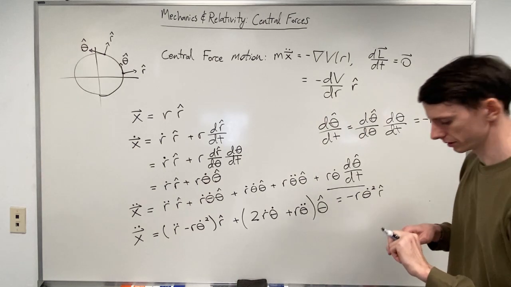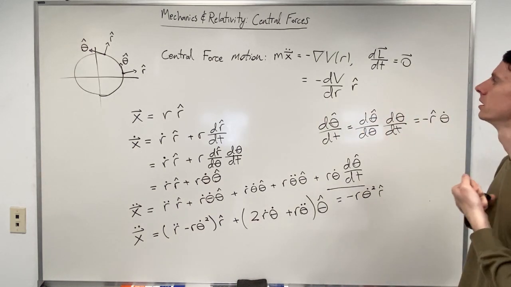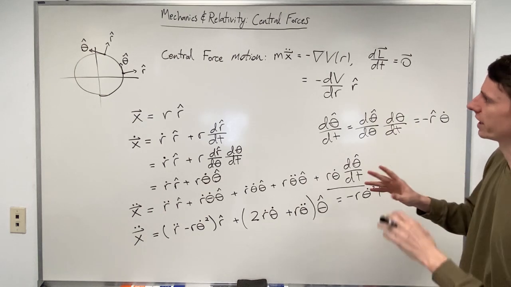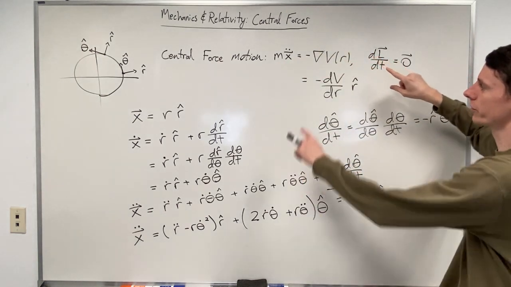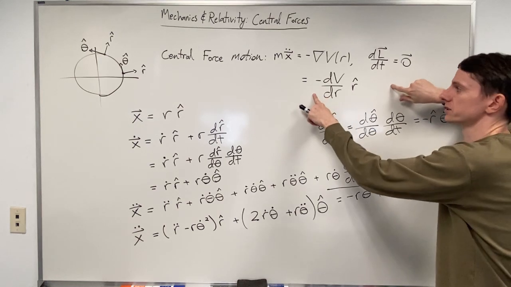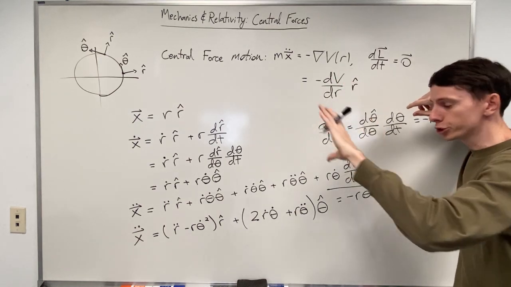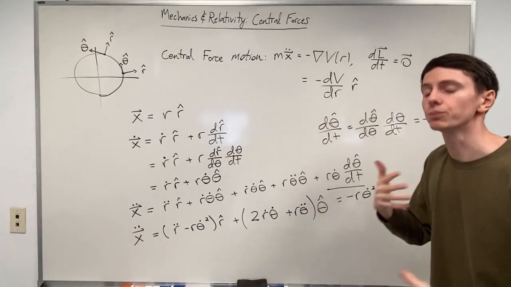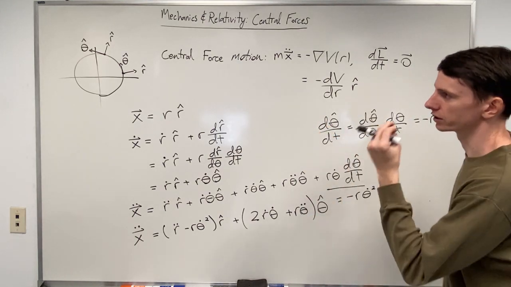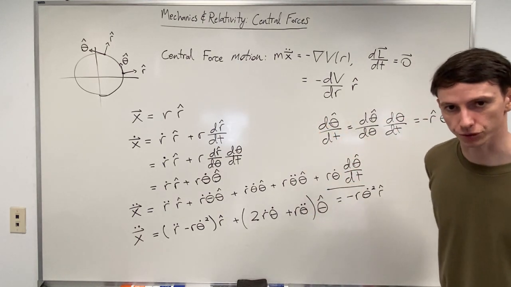Now what we want to do, and I'm glad we did this in two steps, is take the r hat and theta hat components of the left-hand side and equate them with the r hat and theta hat components of the right-hand side. That's going to give us two equations, and we're going to be able to use those equations to tell us more about the motion of a particle under the influence of a central force.